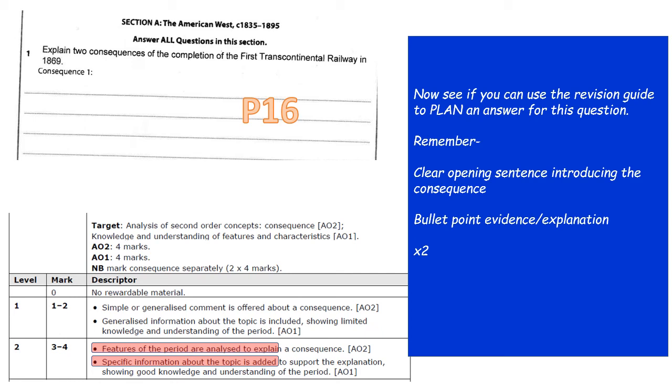So remember, you need a clear opening sentence introducing the consequence, then you need some key bullet points of the evidence or explanation you would use to support that consequence, and then you need to repeat. So you've got 2 clear consequences. So you've created a clear opening sentence about one consequence with supporting evidence, and then a clear opening sentence about a second consequence with supporting evidence. And obviously, once you've done that, it'll be a useful reminder for our open book assessment of how you can be successful on the consequence question and how you can guarantee yourself full marks.